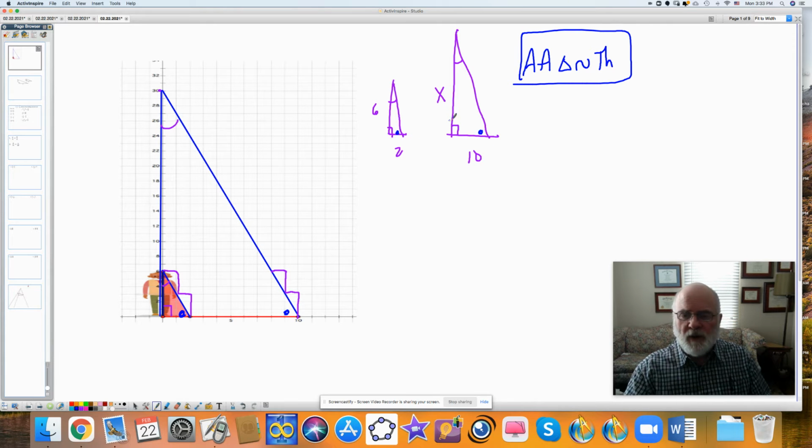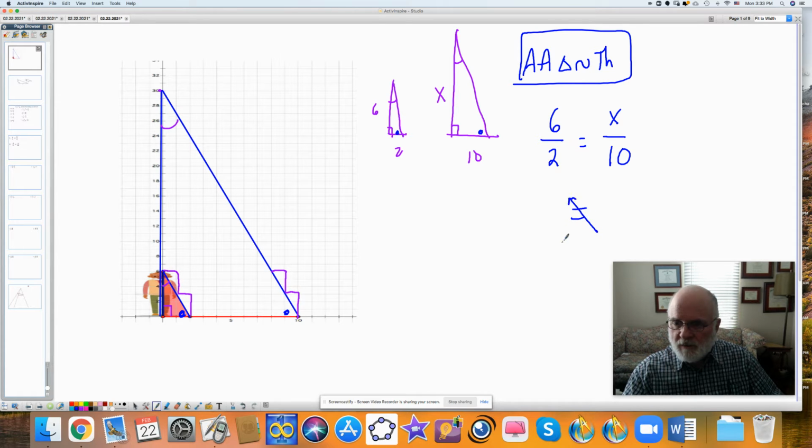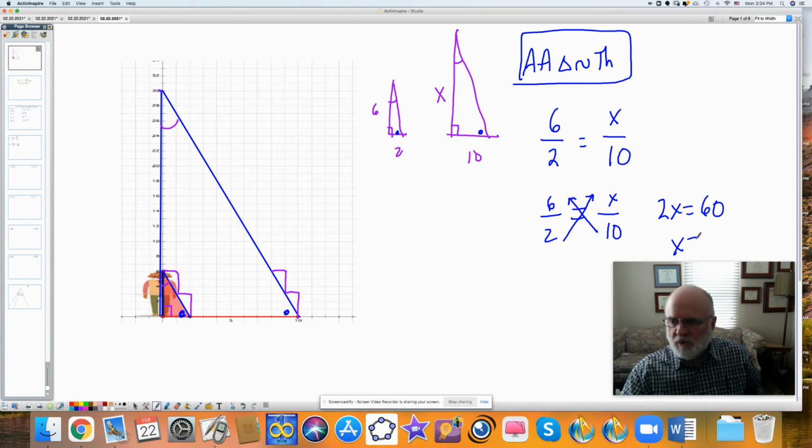But for today, I'm looking for X, and I could say if I'm 6 feet and my shadow is 2 feet, the flagpole, we don't know how tall it is, X feet, and its shadow is 10 feet. One way to solve this is to use the cross product property. I can multiply the product of the means and the product of the extremes. When you multiply them together, this would give you the way to solve the proportion. So I have 2x is equal to 60, or x is equal to 30. That's one way of solving this.